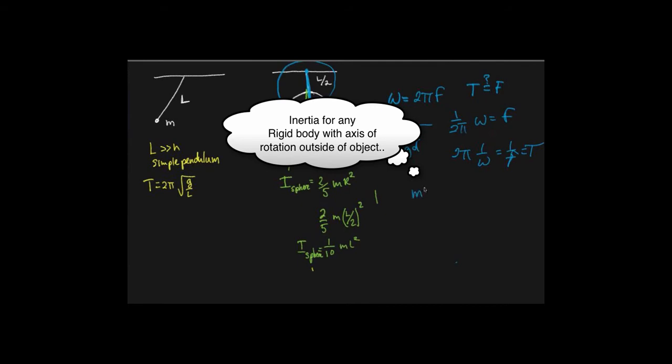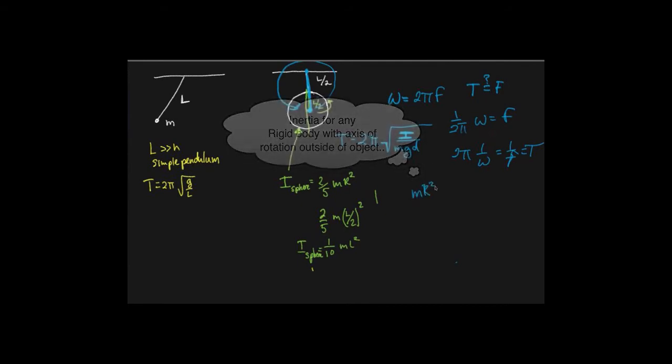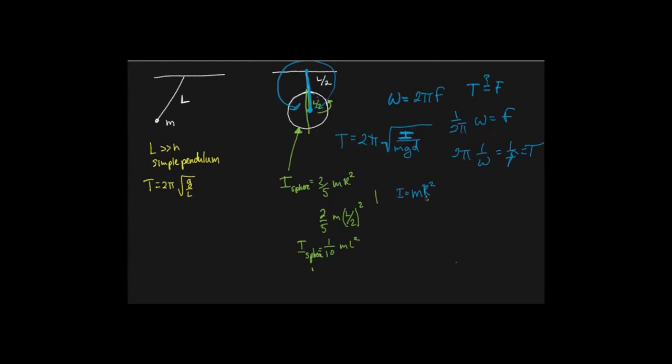Are you starting to understand? What is R on that one? R on that one would be L. L, good, because we go all the way to the center of mass. And then we add these two.